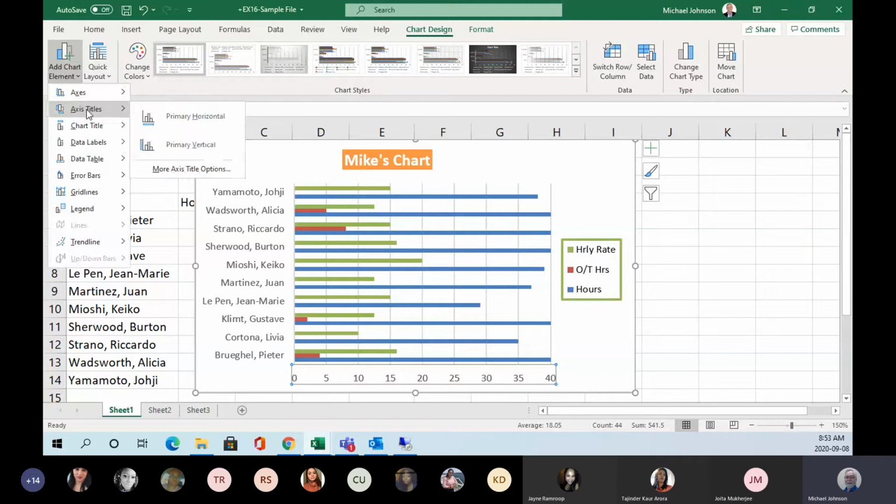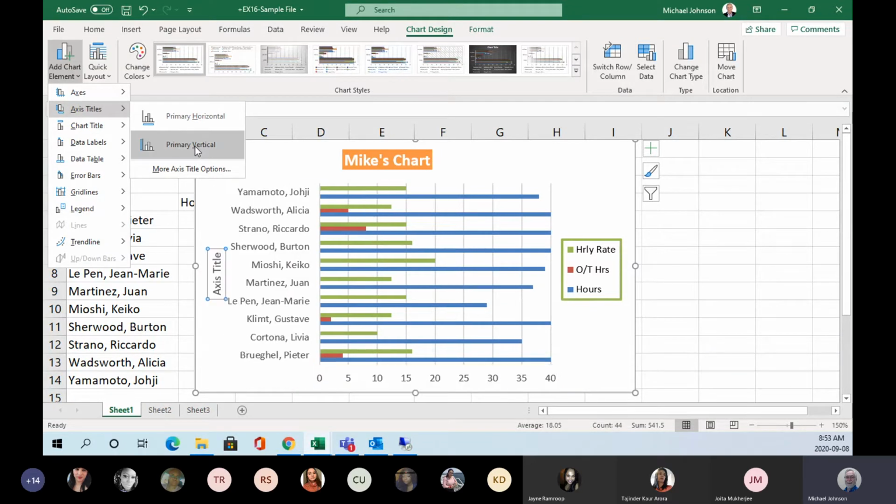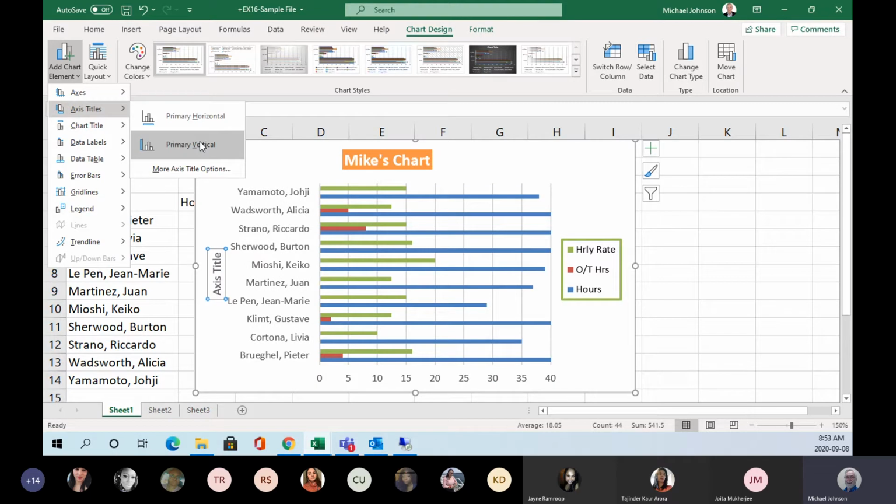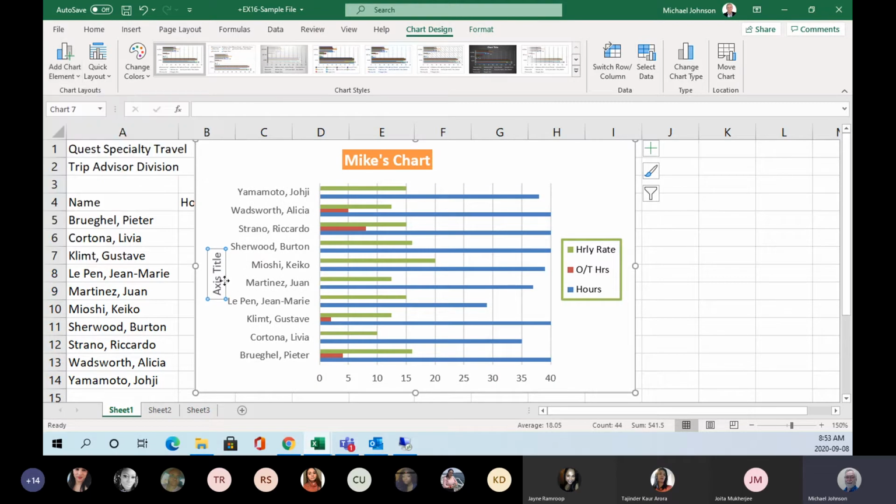Come back over here again for a moment. Maybe what I wanted is titles, because now we have all these names here. Wouldn't it be nice to have a title here that said employees? So if I wanted to put in a vertical title, I just simply click here, and you'll notice it automatically comes up. So I'll just type in here employees. So we'll come back here. There's my employees. So now I have a brand new label down the vertical.